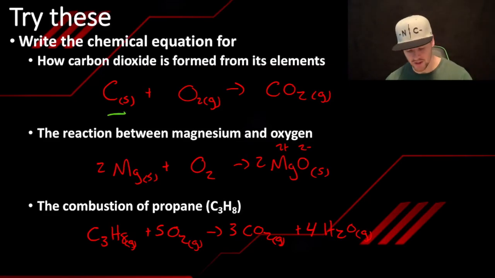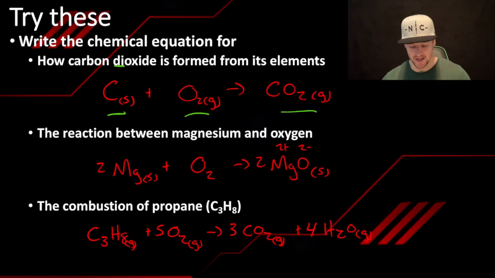The first one, we just have carbon solid plus O2 gas goes to CO2 gas. That one is fairly simple. It makes the molecular compound of carbon dioxide. So you know there's 2 oxygens there because it says dioxide, and we just put the elements carbon and oxygen that form it, and they are all gas.